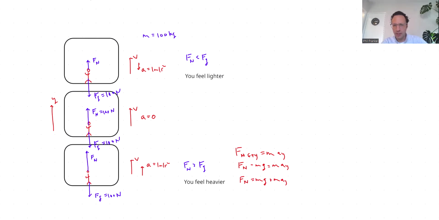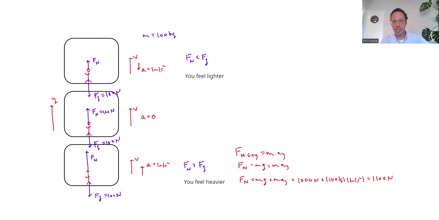Okay, well, mg, their weight, is 1,000 newtons, as we've already calculated, and then we have to add their mass, which is 100 kilograms, times their acceleration, which is positive 1 meter per second squared, and this is 1,100 newtons. So the normal force on their feet is not equal to their 1,000 Newton weight, but rather it's 10% more than that. It's 1,100 newtons. This person will feel 10% heavier than usual.